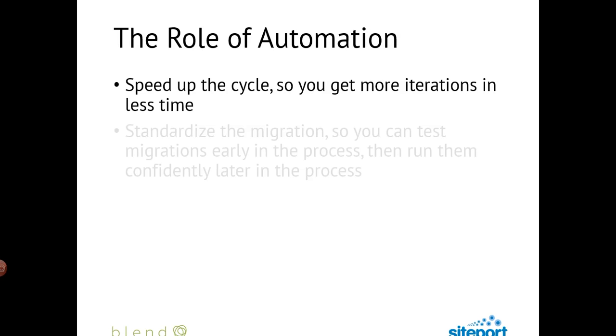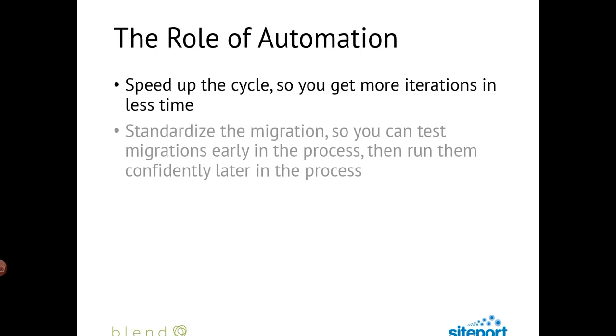The first thing that automation does is it helps you speed up the migration cycle. If you remember from a few slides back, we talked about you test migrate your content, you review the results, and then you adjust the results. What a competent migration platform lets you do is speed up that cycle so you can iterate that cycle faster. You can review your results faster, you can make changes faster, and you can re-migrate the content.